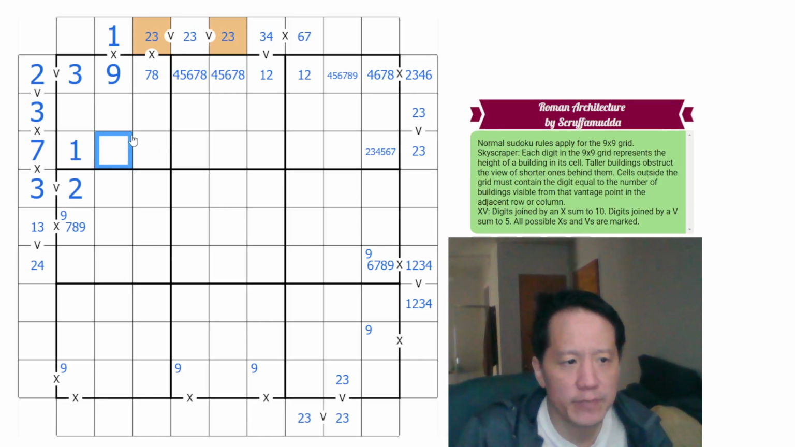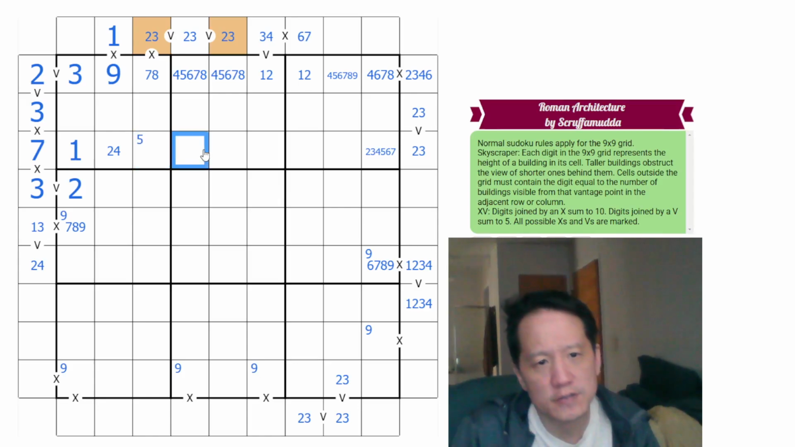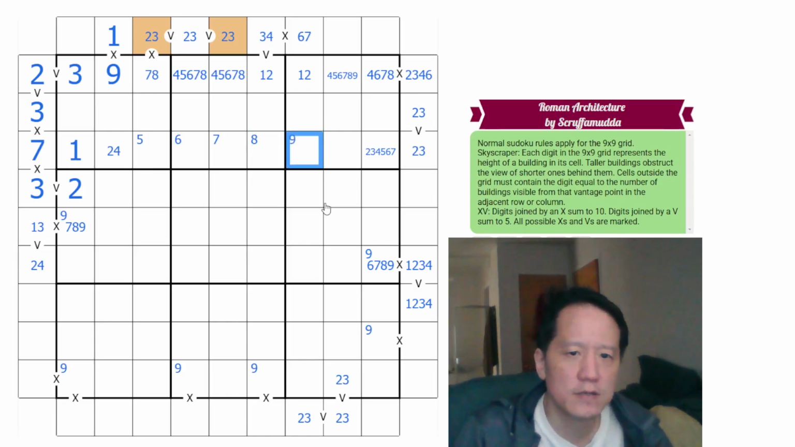This is at most 4. So this is 2 or 4. This is at most 5. This is at most 6, at most 7, at most 8, and at most 9. So this could be at most 9 this way too.